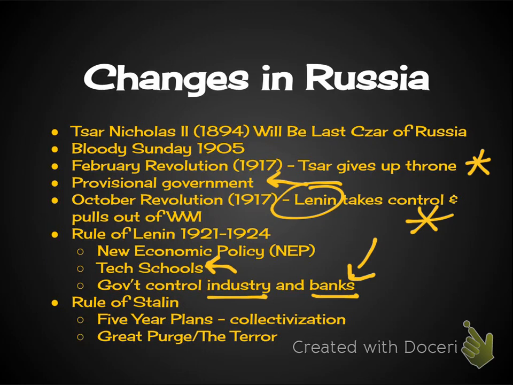So those are some of the changes. We move from the Romanov dynasty into a period where it turns communist in Russia. And the key leaders you want to make sure that you're aware of are Lenin and Stalin during this time.